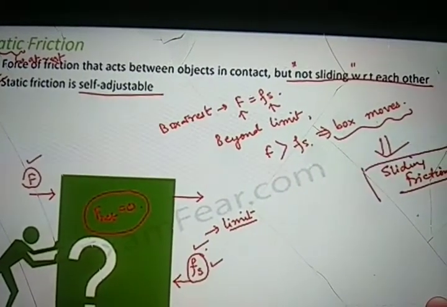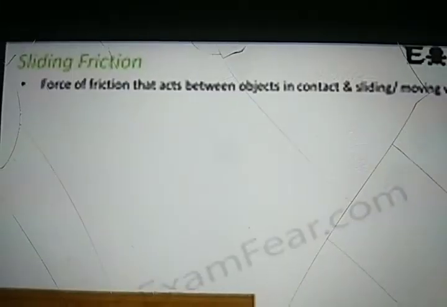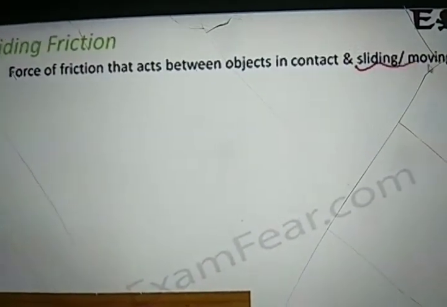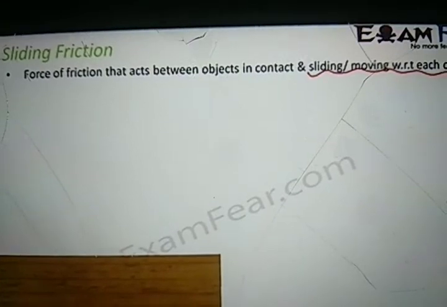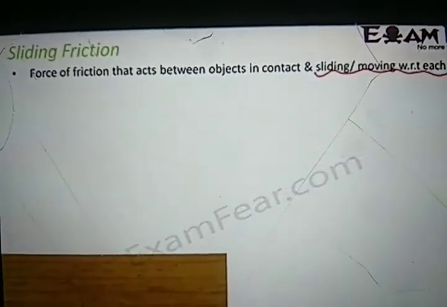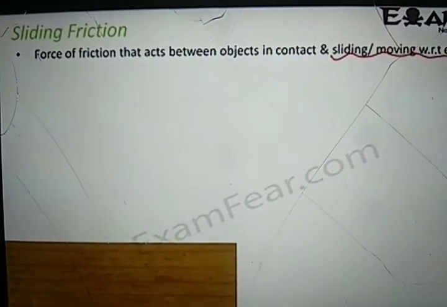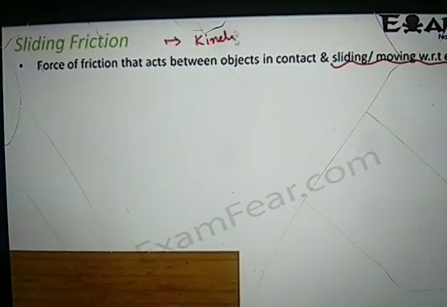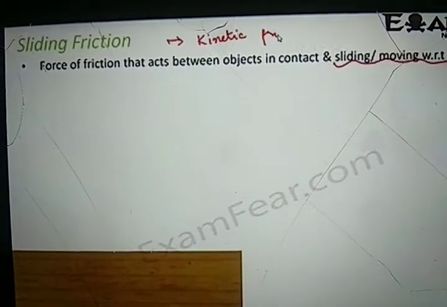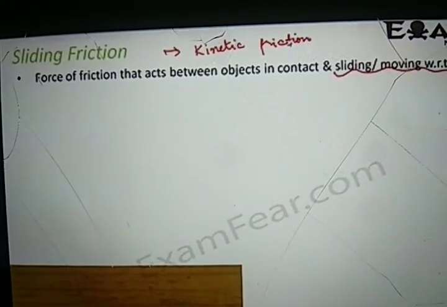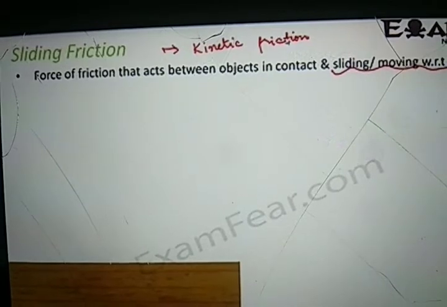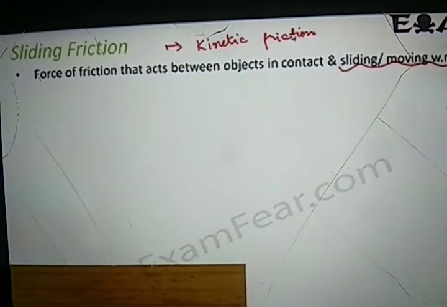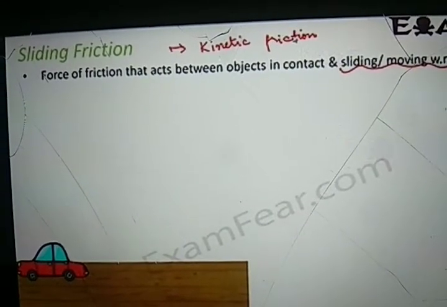Now let us discuss the sliding friction. Sliding friction is the force of friction that acts between objects in contact and moving with respect to each other. So when the objects are sliding, then comes the concept of sliding friction. The sliding friction is also known as kinetic friction. Now kinetic is used for anything which is in motion. So here it is in motion, that's why it is called kinetic friction.